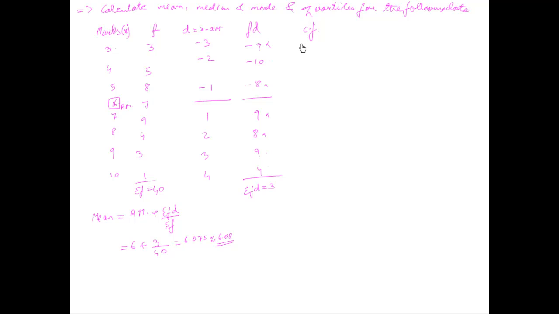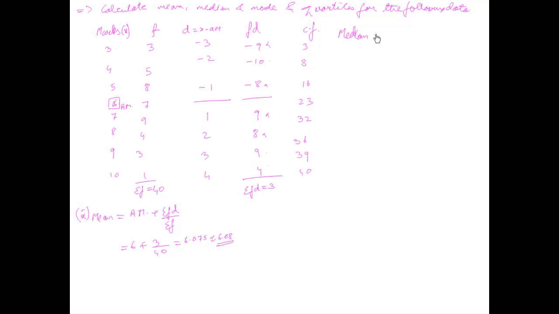Now for the median, this was the mean. Now the median, cumulative frequency would be 3, next column would be 8, 3 plus 5, 8, next would be 8 plus 8, 16, then 16 plus 7, 23, 32, 36, 39, and lastly 40. Now that's the median.